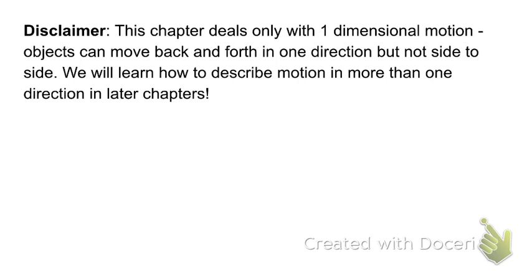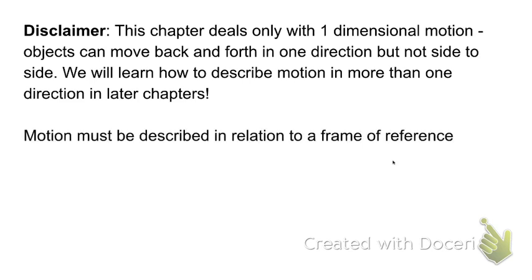Okay, so my disclaimer here, this chapter deals only with one-dimensional motion. So objects will be moving back and forth in one direction, but we're not going to move in two different directions. So imagine, if you will, a number line. We can move back and forth, but not up and down or side to side or anything like that. We will eventually get to motion in more than one direction, not this chapter.